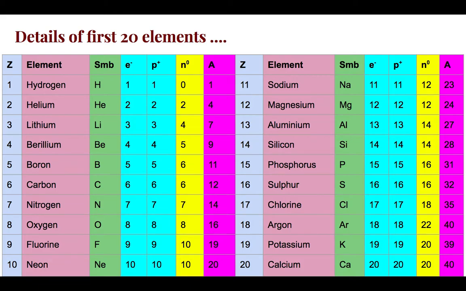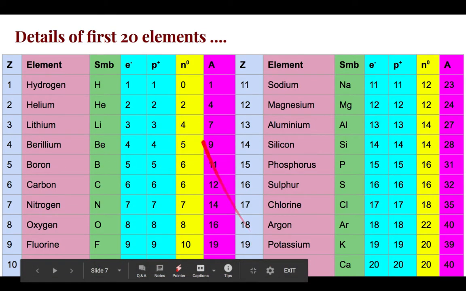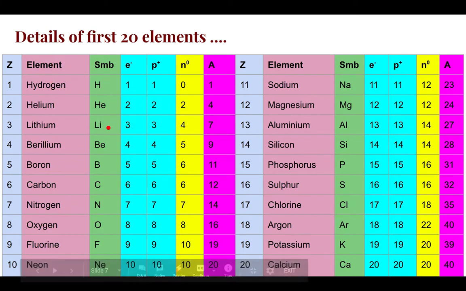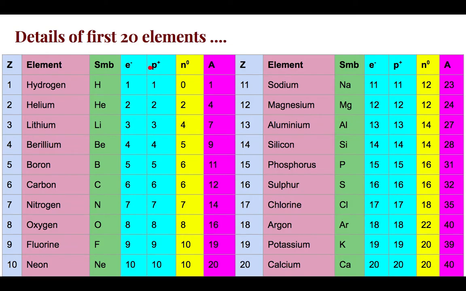Now let's go to the details of the first 20 elements. Here, this is the atomic number, so 1, 2, 3, up to 10, we have taken the elements. These are the element names, and these are the symbols of those elements. Electron and proton have the same color because electrons and protons are always equal in number. Next is the neutron number, and this is the atomic mass. How do you get atomic mass? By adding the proton and neutron numbers.